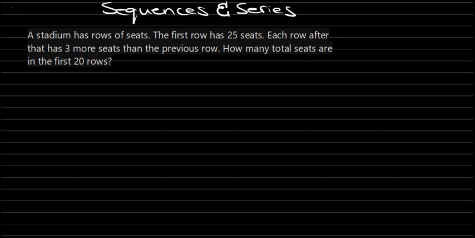A stadium has rows of seats. The first row has 25 seats. Each row after that has 3 more seats than the previous row. How many total seats are there in the first 20 rows?